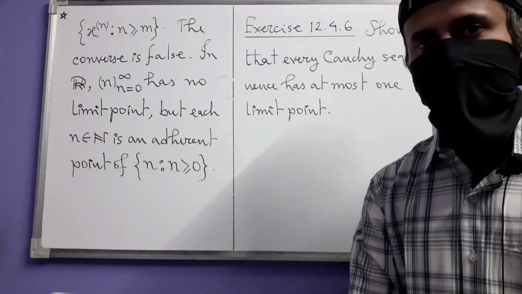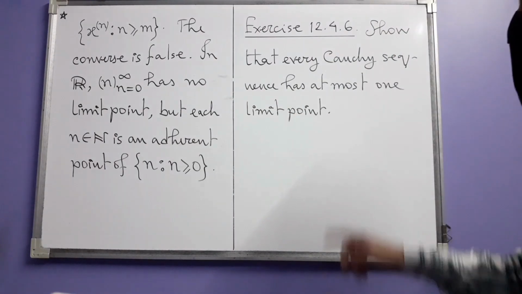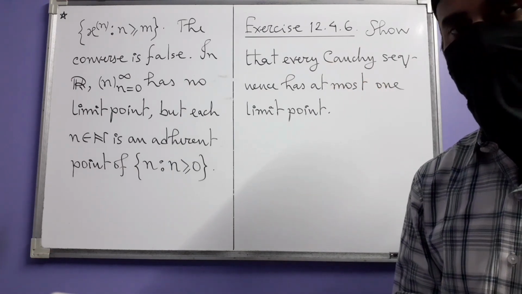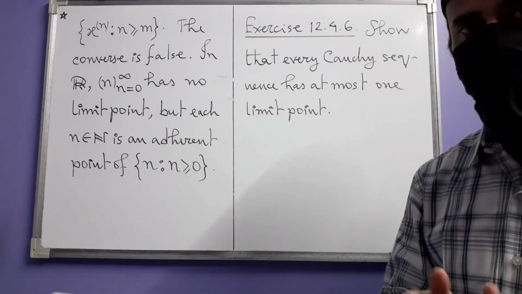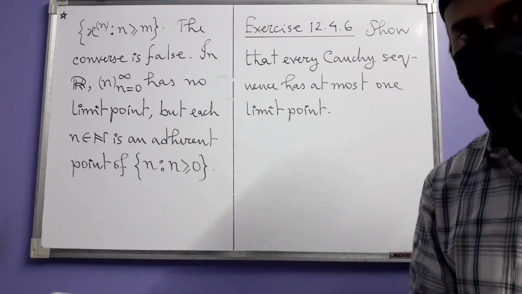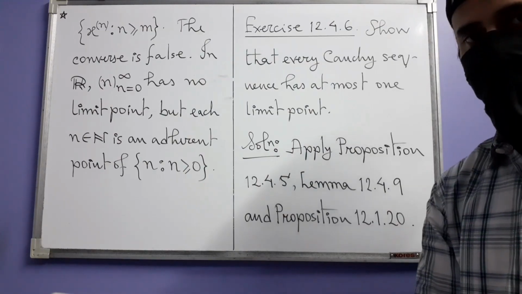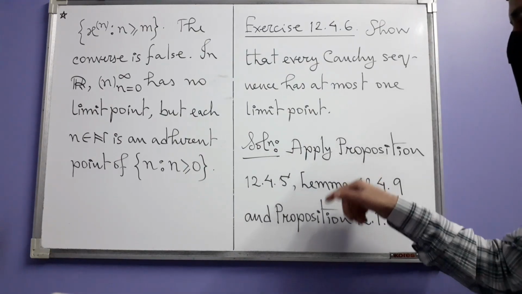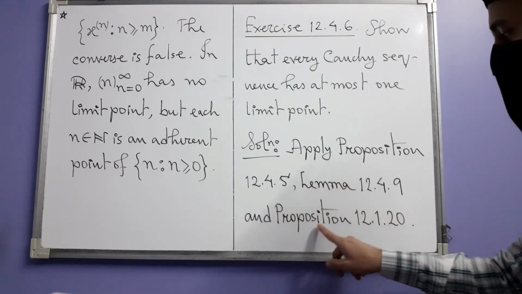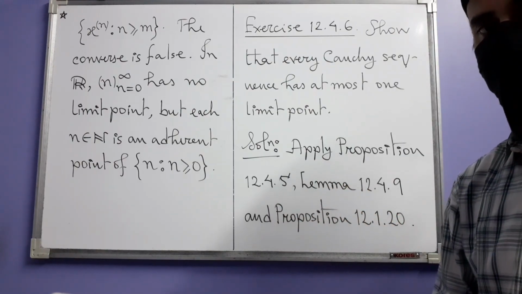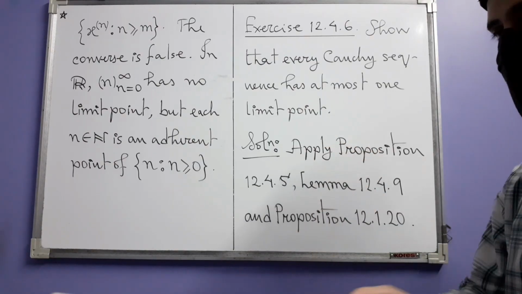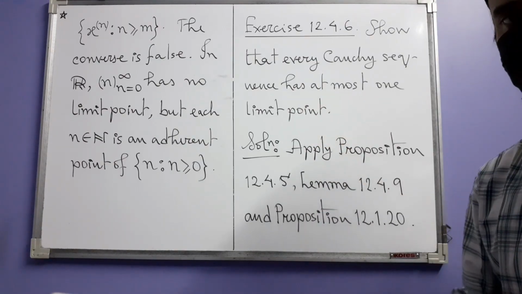Next, exercise 6, where we have to show that every Cauchy sequence has at most one limit point. That means if we are given a Cauchy sequence in a metric space, either it has no limit point or it has exactly one limit point. This solution is also pretty easy, so easy that it's just this line. Apply Proposition 12.4.5, Lemma 12.4.9 and Proposition 12.1.20. It's up to you to figure out exactly how these things, when considered together, prove this fact.